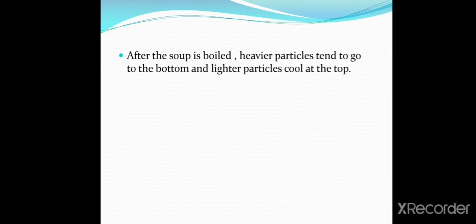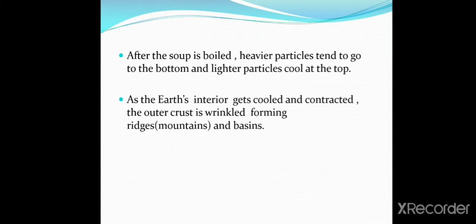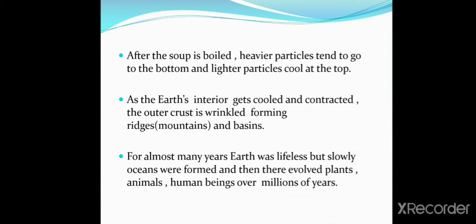For example, after soup is boiled, heavier particles tend to go to the bottom and lighter particles cool at the top. As the earth's interior cooled and contracted, the outer crust wrinkled, forming ridges, mountains and basins. For many years, earth was lifeless, but slowly oceans were formed and then plants, animals and human beings evolved over millions of years.